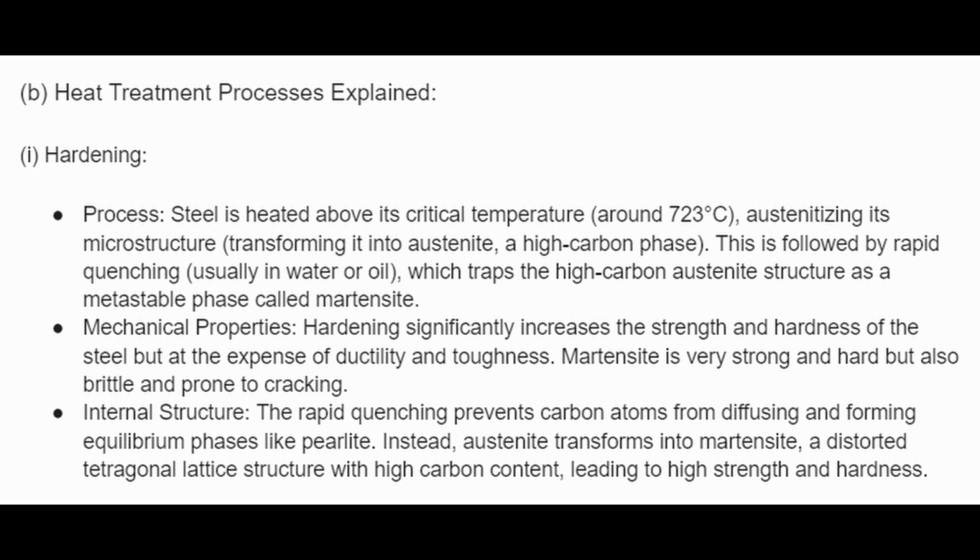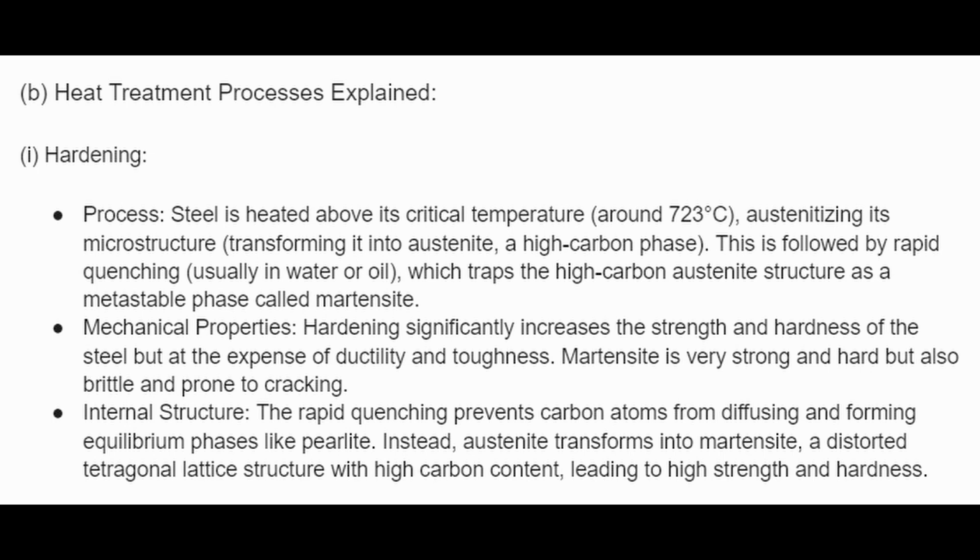1. Hardening. The process. Steel is heated above its critical temperature, around 723 degrees Celsius, austenitizing its microstructure, transforming it into austenite, a high carbon phase. This is followed by rapid quenching, usually in water or oil, which traps the high carbon austenite structure as a metastable phase called martensite.